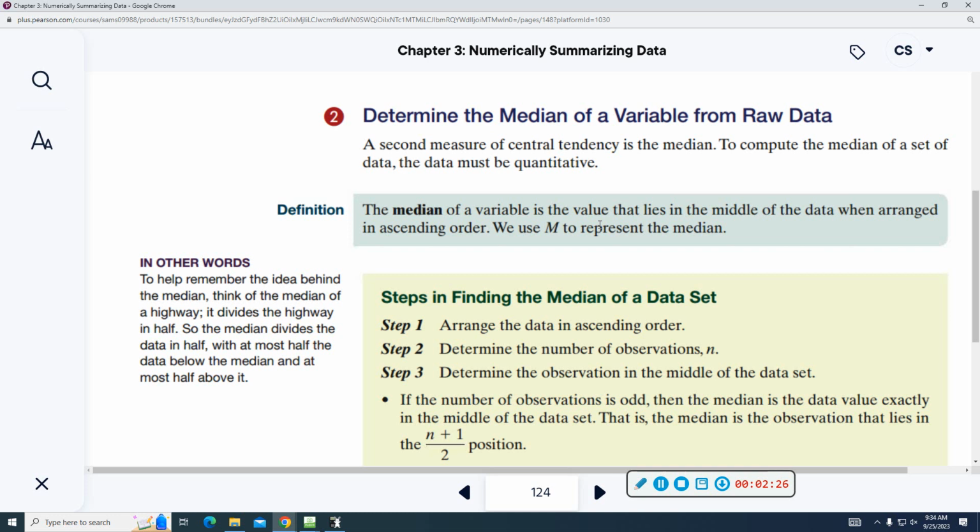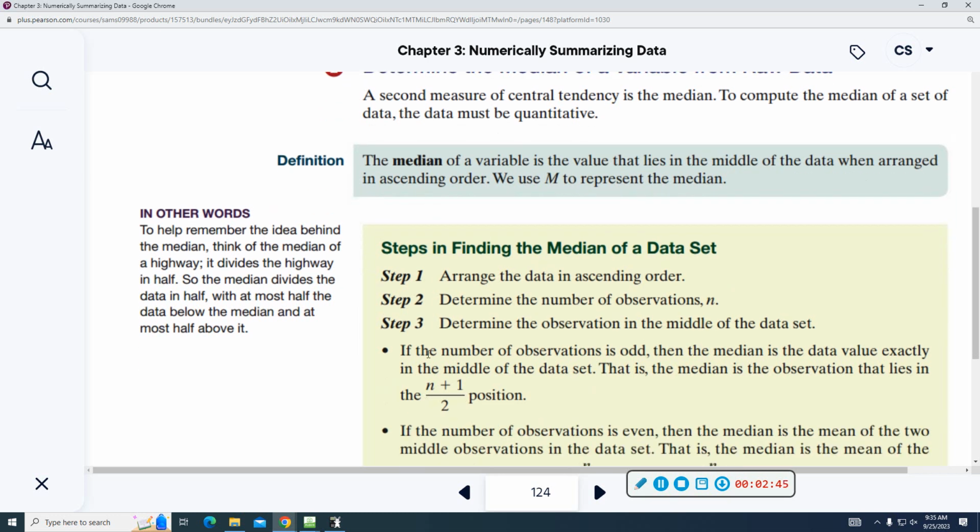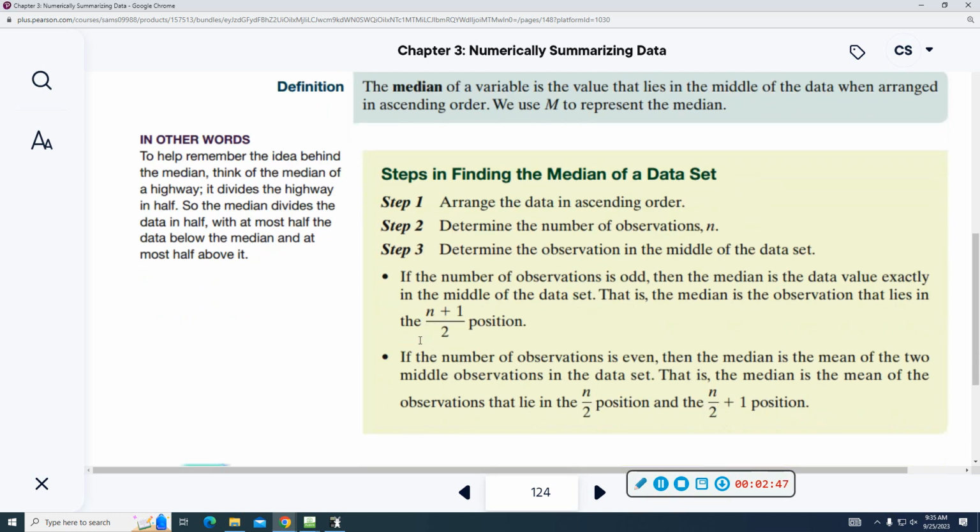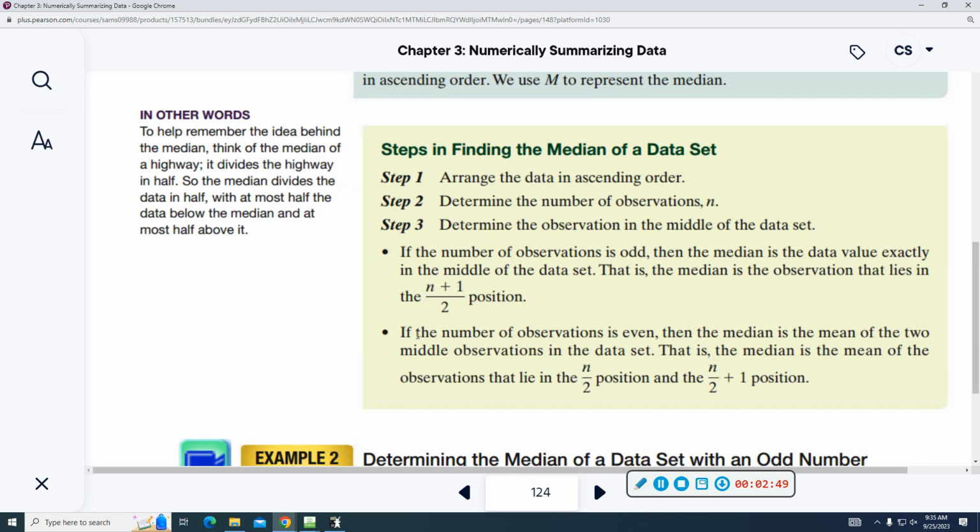Median. So we talk about how to find the median. You put all your numbers in order from smallest to largest or largest to smallest. And then you find the number of observations you have. If you have an odd number, then the median is going to be in the middle. If you have an even number, then you have to find the two in the middle and add and divide by 2. So if you have an odd number, you can use this calculation, n plus 1 divided by 2.